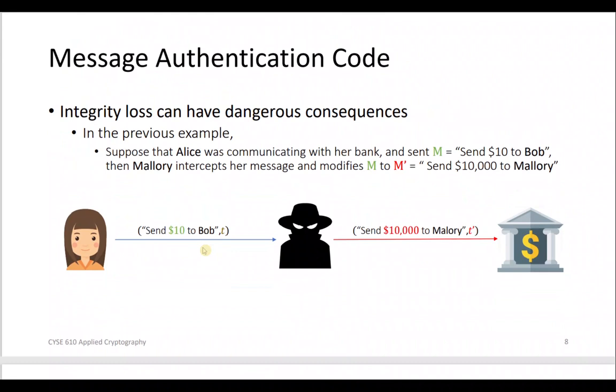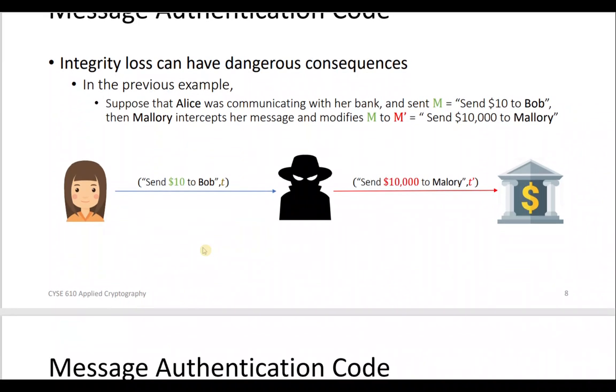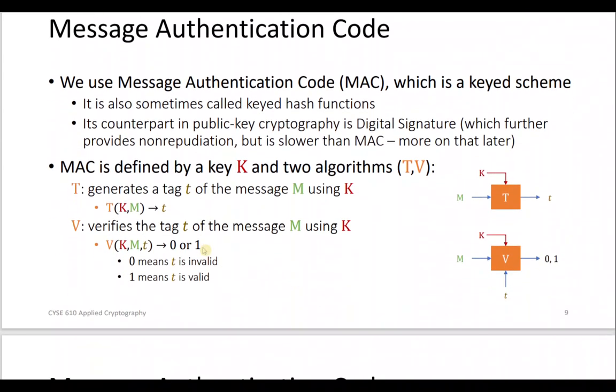Okay, so in this case, Alice sends $10 to Bob. And then we have Mallory, the attacker, and he's an active attacker. He will change the message into 10,000 and he will send it to the bank. He can just do that, because there's no verification in the hash function. So this is telling you that integrity loss can be very dangerous, and hash functions do not provide integrity.